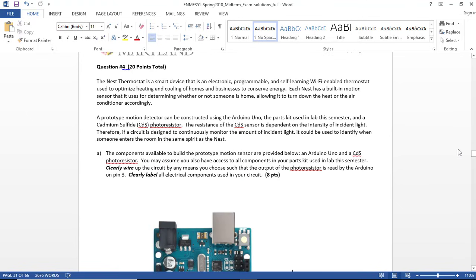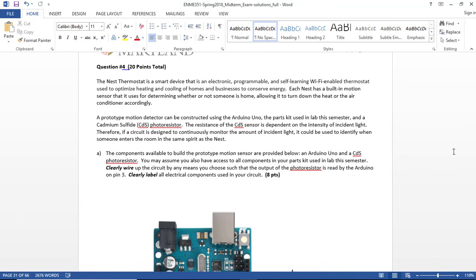Question 4, last question of the exam, has two components, 4A and 4B. 4A is asking you to wire up a circuit. So very much the case of what we've been doing in lab this semester. And then 4B says, okay, based on the requirements for the circuit, write the code that will drive the circuit, force the circuit to operate how the user requires the circuit to operate.